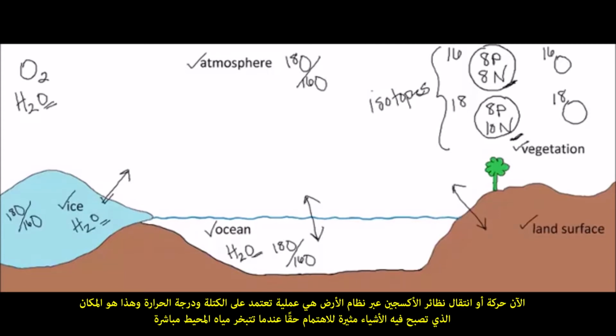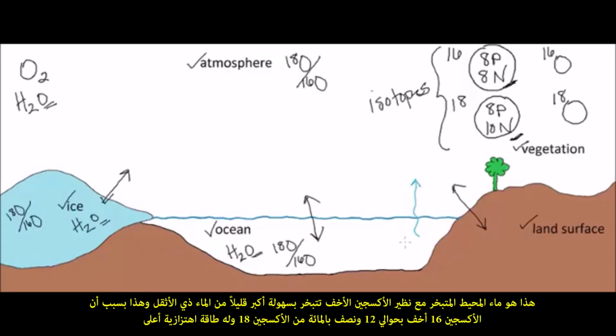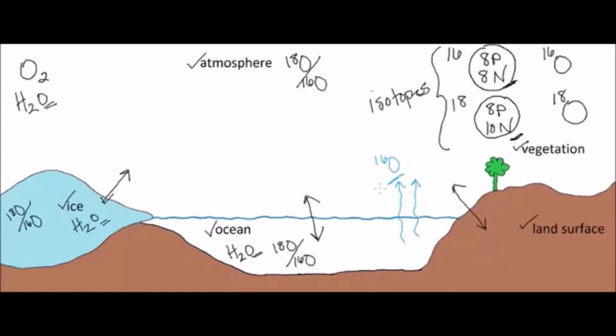Now, the movement or transfer of oxygen isotopes through the Earth system is a process dependent on mass and temperature. And this is where things get really interesting. When ocean water evaporates, right, this is my evaporating ocean water, water with the lighter oxygen isotope evaporates slightly more readily than water with the heavier one. And this is because O16 is about 12.5% lighter than O18, and it has a higher vibrational energy.